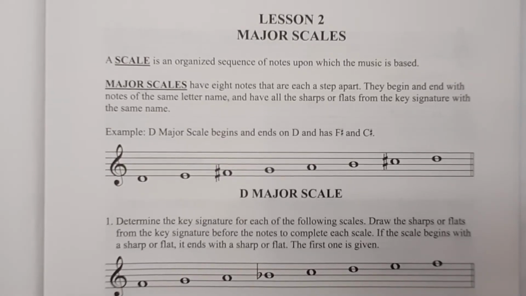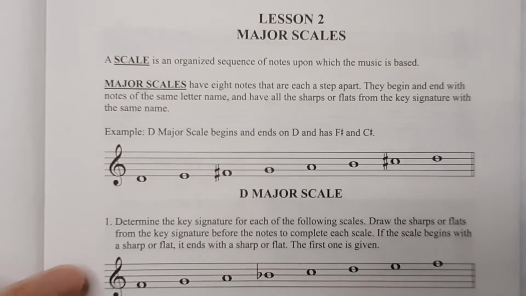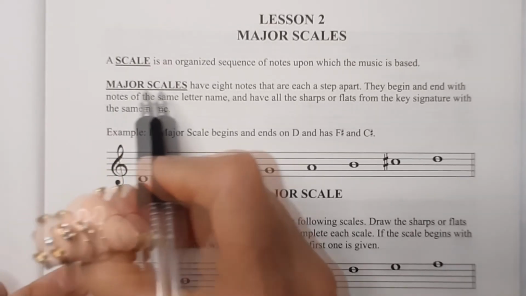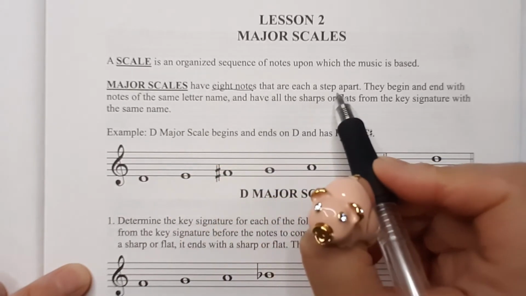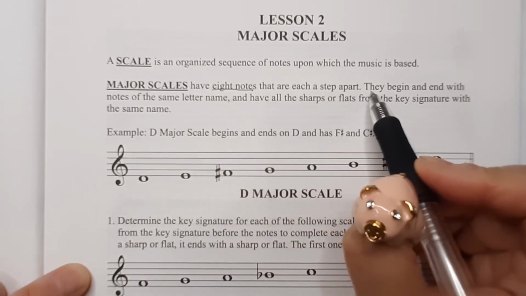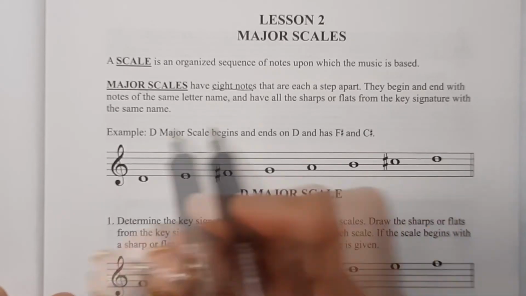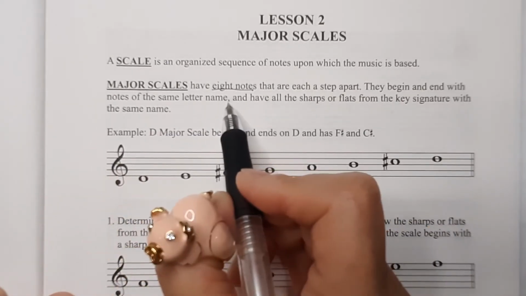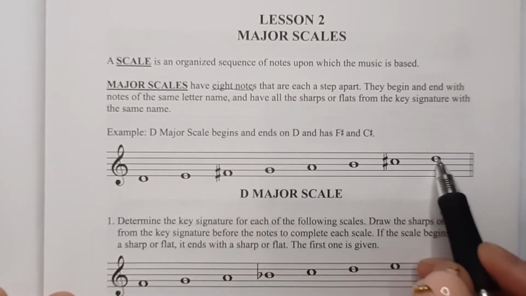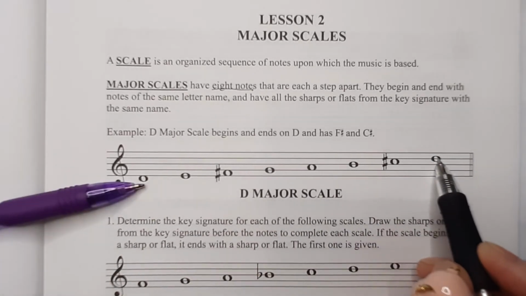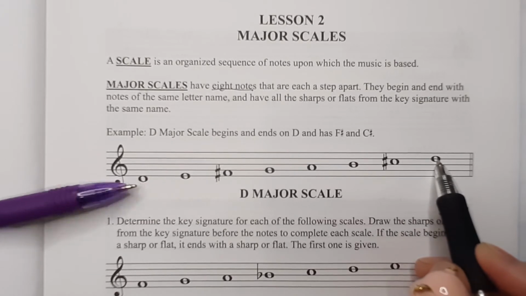Page 13, major scales. Here, a major scale has 8 notes that are each a step apart. They begin and end with notes of the same letter name. Like this, D to D. So there are 2 Ds, right? Right here and here. Okay.